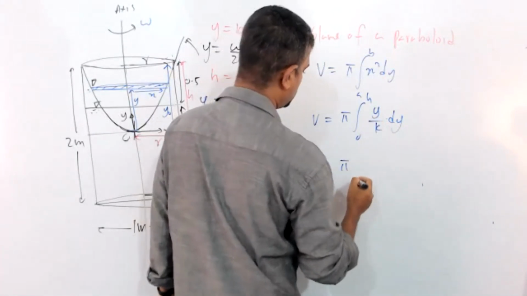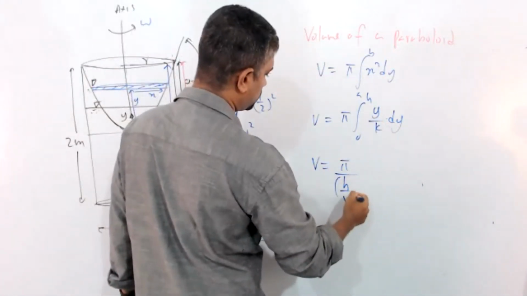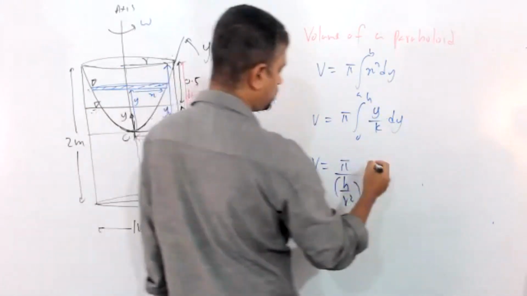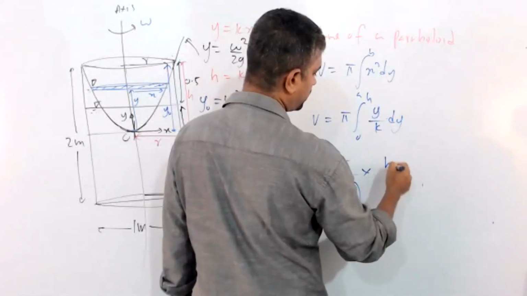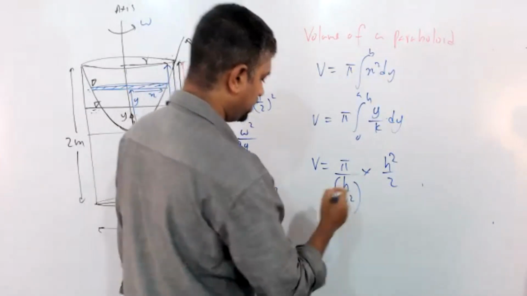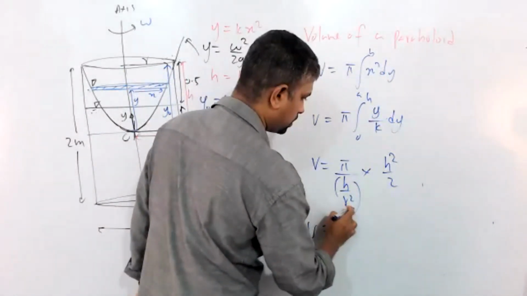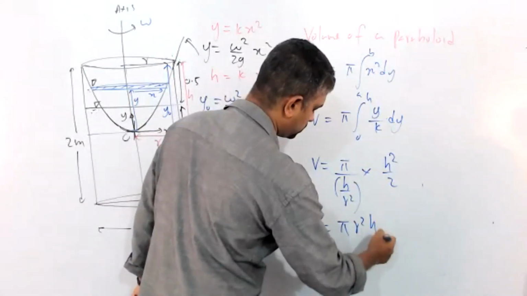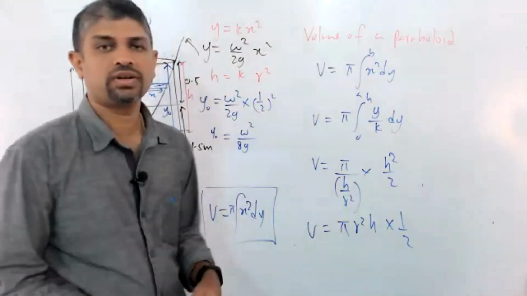This k is a constant. So k is equal to h over r squared. So when we integrate y, we get y squared over 2, therefore finally it will be h squared over 2. You can end up with a nice formula: pi r squared h over 2.